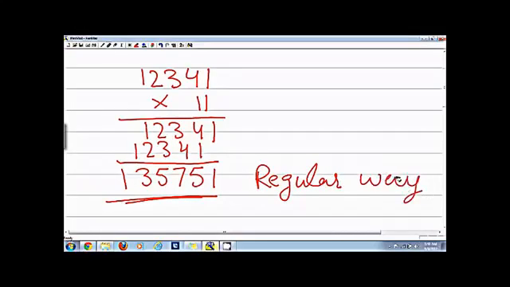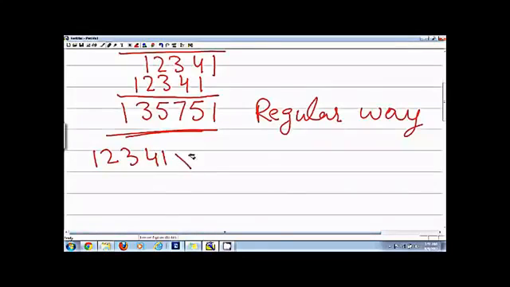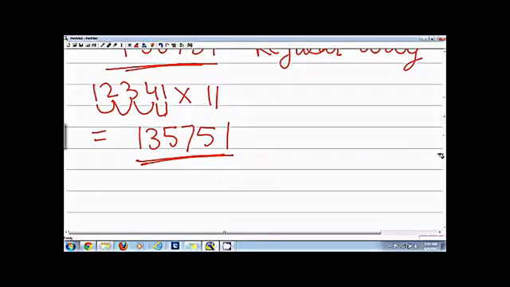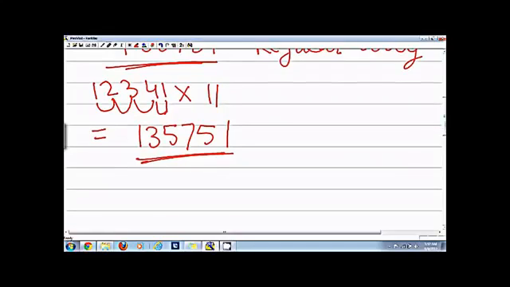Now we can skip all this writing and approach this problem in a different way. Suppose we have 12341 and we want to multiply it by 11. I will write 1 here and then add 1 and 2, that is equal to 3, then add 2 and 3, that is equal to 5, then add 3 and 4, that is equal to 7, then add 4 and 1, which is equal to 5, and then write 1 in the end. So the answer is 135751. This is the answer I had before.